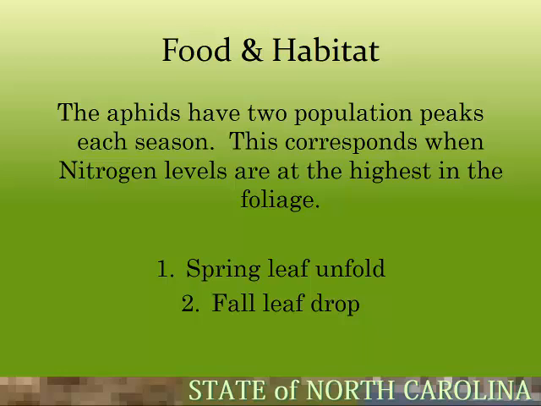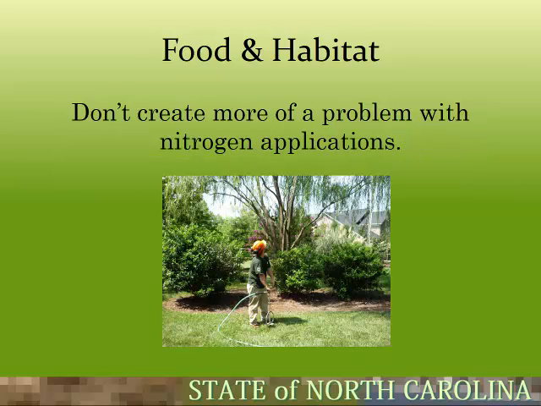larger populations of it. The aphids do have two population peaks each season, and this corresponds to when nitrogen levels are at the highest in the foliage, and that's at spring leaf unfold, and then fall leaf drop is when you're going to see that happen. And so don't create more of a problem with nitrogen applications. Hold back. Don't do the nitrogen applications at that time of year when you're going to have the higher levels anyway.